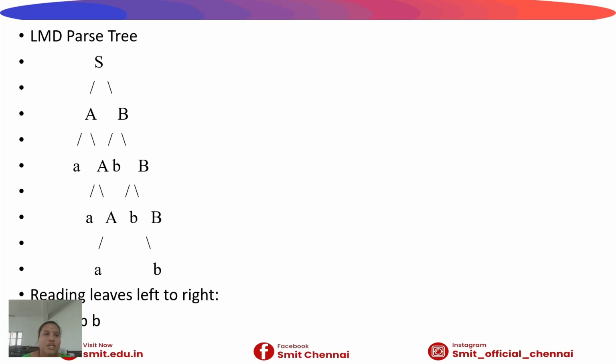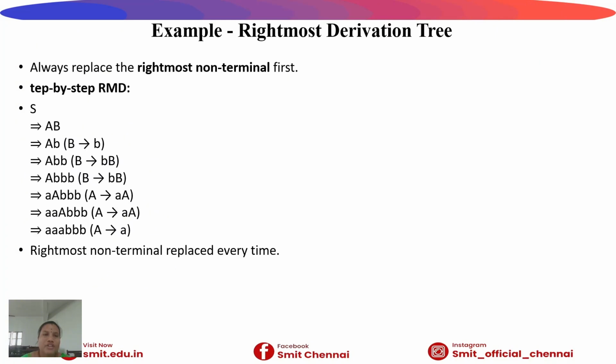In the tree, the start symbol gives A B, and with leftmost derivation, A is expanded first, and then B. A gives small a and A, and B gives b and B. Leftmost non-terminals are expanded first, and then reading the leaves from left to right gives the string. So aaabbb is obtained. This is the leftmost derivation tree.